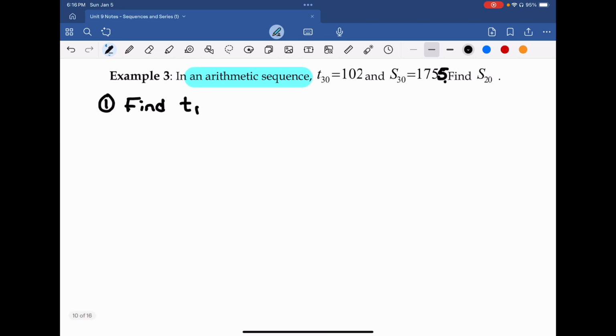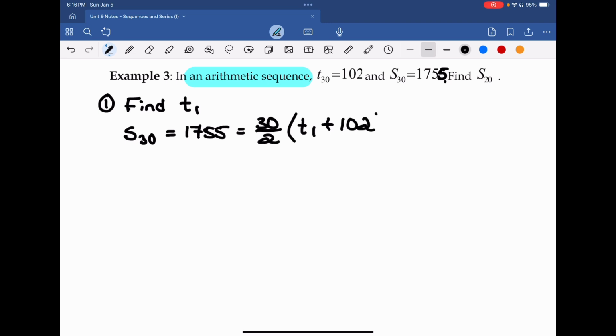Now, in the process of finding T1, we can use our S30 that they gave us and say, well, the sum of the first 30 terms, which is 1755, is equal to, on the formula sheet, we have this nice formula that allows us to solve for T1. It's 30, which is the n value, divided by 2, times T1 plus the Tn. Well, in this situation, Tn is T30, which is 102.